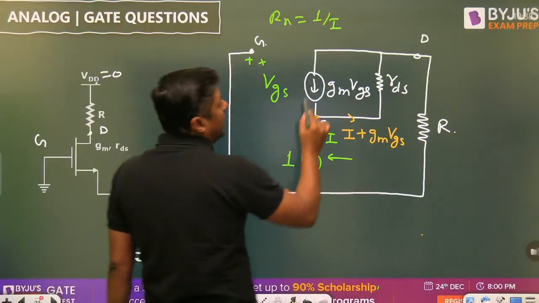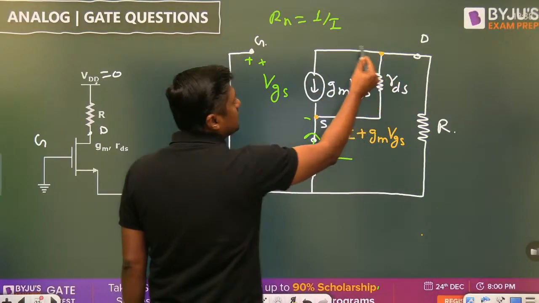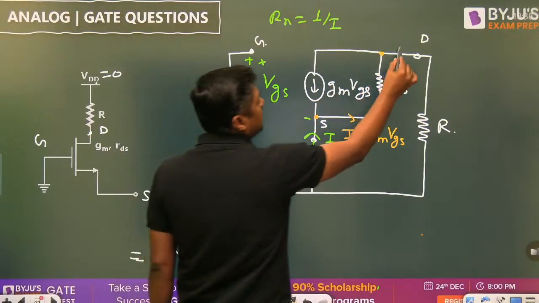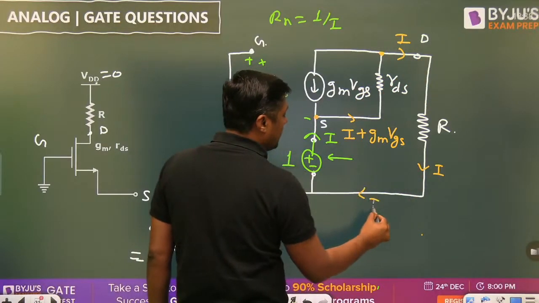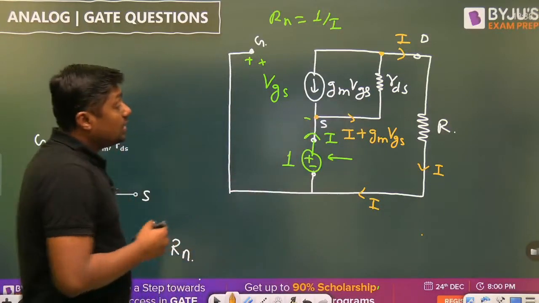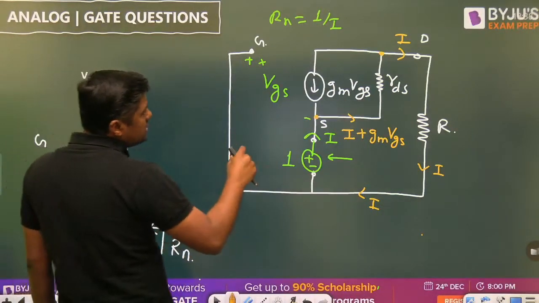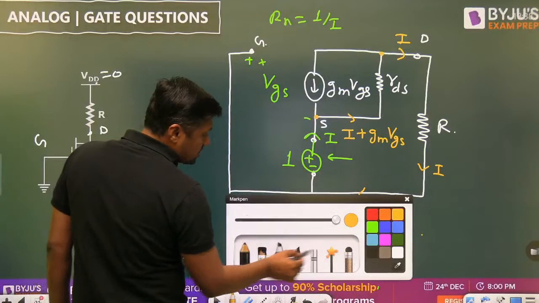Okay, and now again the distribution, the gm VGS here. So what is the current here? I. What is the current here? I. Now the loop is completed. Now what is the VGS? Write down the KVL in this path.